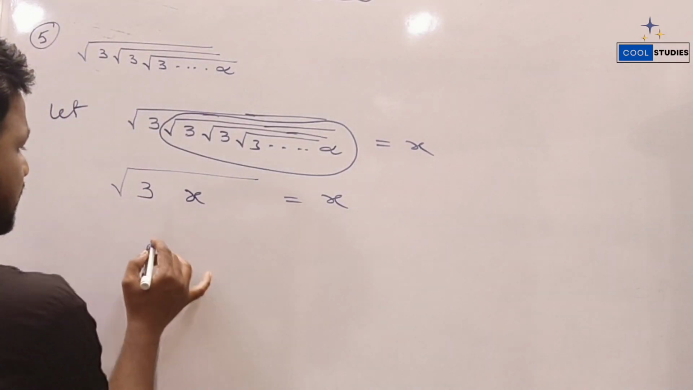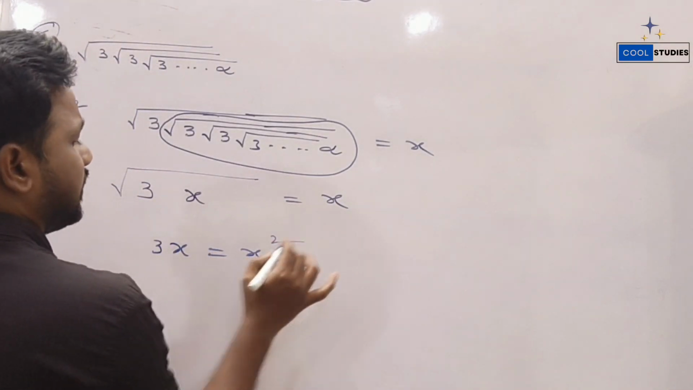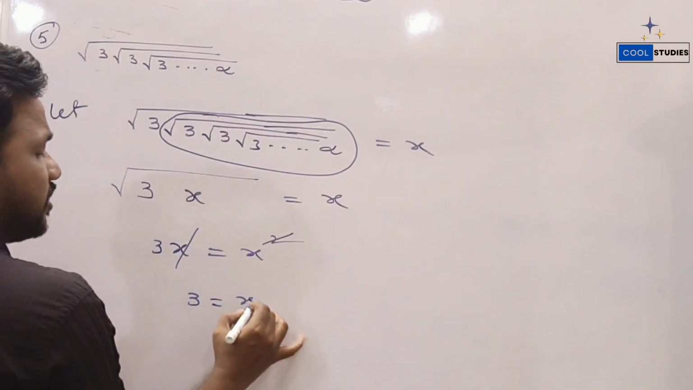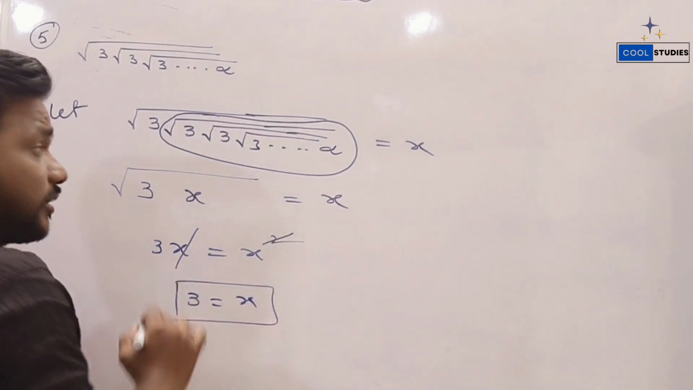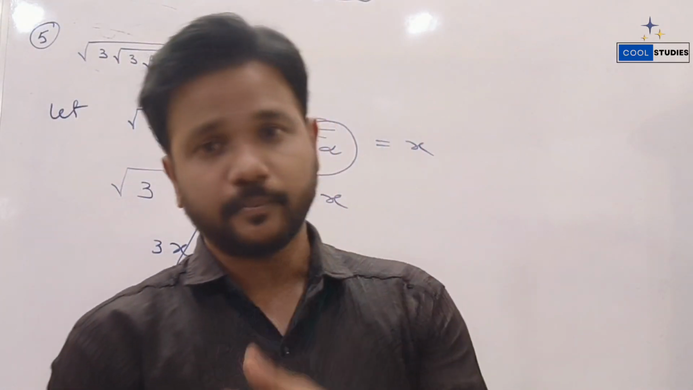If we apply the square, then what do we get? 3x is equal to x square. Now 1x, x cancel, 3 is equal to x. What answer did we get here? x value is 3. This is a general procedure.